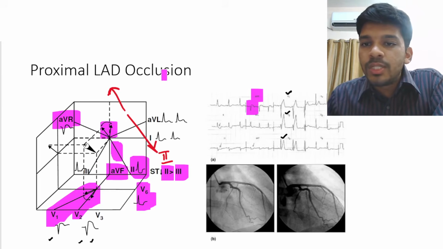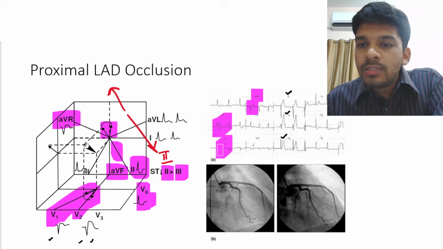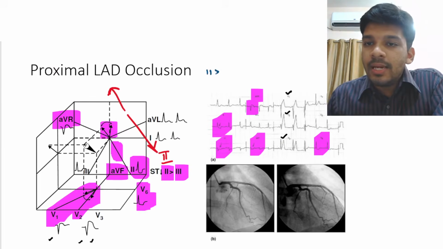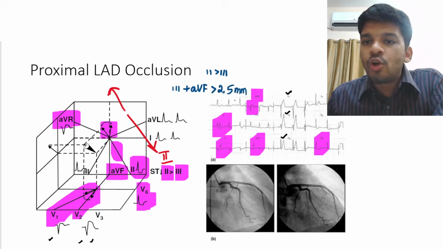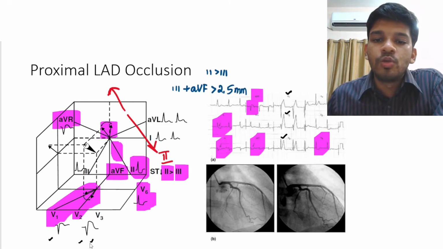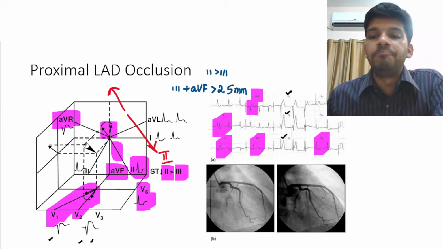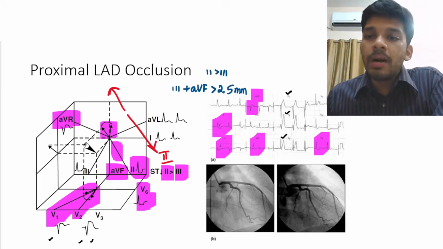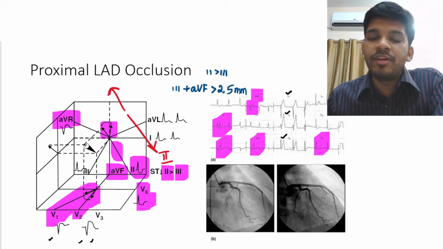So very important clues here are ST depressions in 2, 3, AVF and V6, with prominent ST depressions in 2 more than 3. And remember, the sum of the ST depressions in 3 and AVF is more than 2.5 millimeter. That is strongly suggestive of proximal occlusion of LAD above the first diagonal. We'll come to that in the algorithm, this point that I just mentioned about the ST depressions in 3 plus AVF being more than 2.5 millimeter.